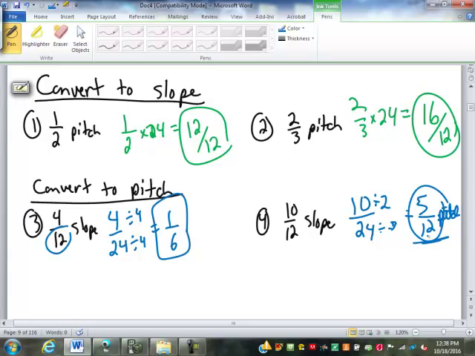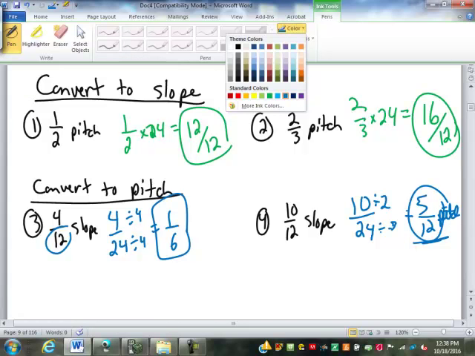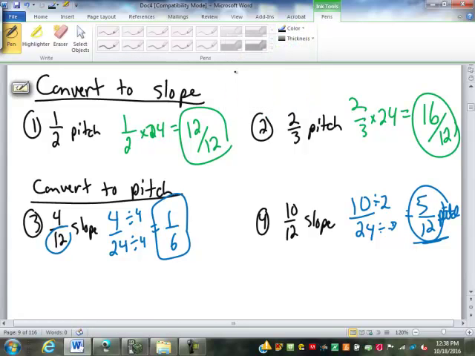I use that one because it's awfully confusing, because 5/12 sounds like a slope, doesn't it? But it can be a pitch too. It's a 10/12 slope and a 5/12 pitch. Those look familiar? So to get from a pitch to a slope, you just multiply the pitch times 24. And that is the numerator of your slope. The denominator of a slope is always 12.